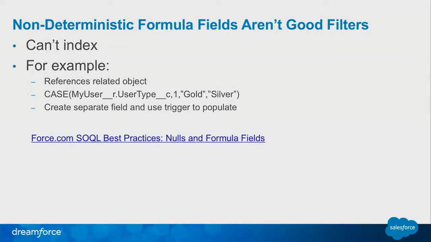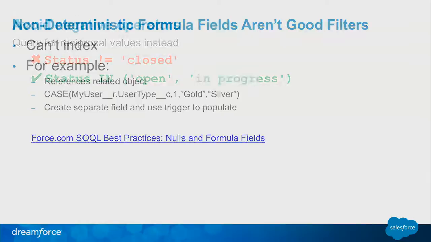One thing you also want to avoid is non-deterministic formula fields. By non-deterministic, we mean that when you run that query, the value could change. So if you were using, say, the today function, whenever you run that query, the values change. So it's a non-deterministic formula field. A very common example is when you reference a related object. That's non-deterministic and will not use an index. There's a great blog in the Architect's Core Resources Library on formula fields and query performance.